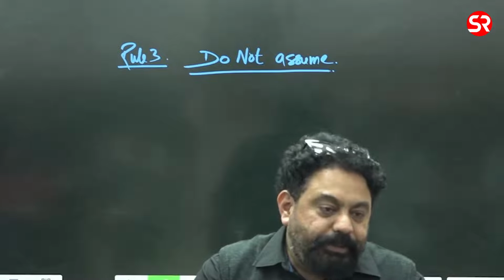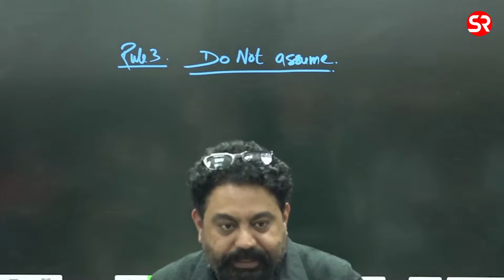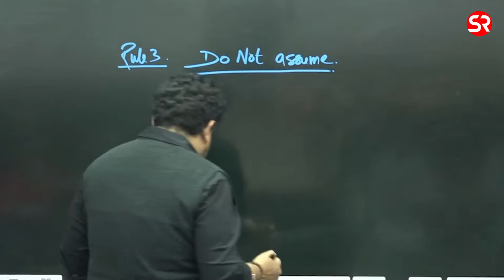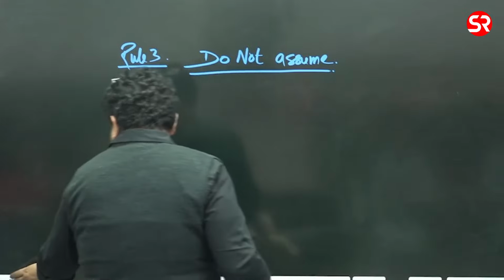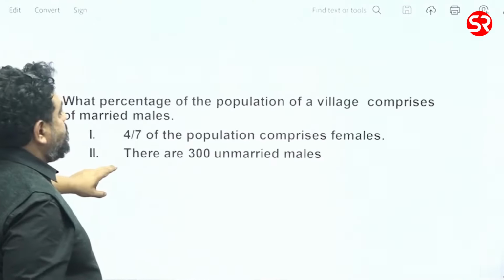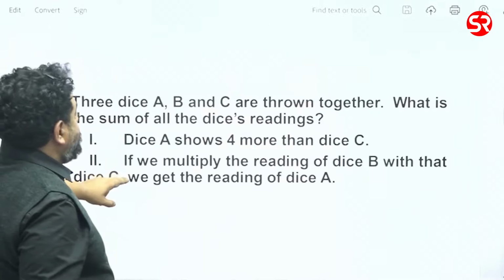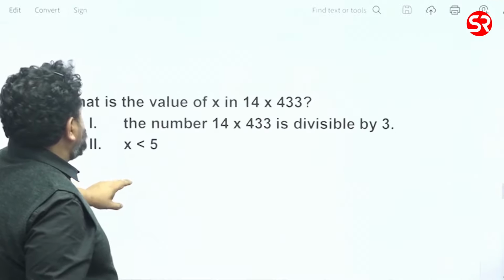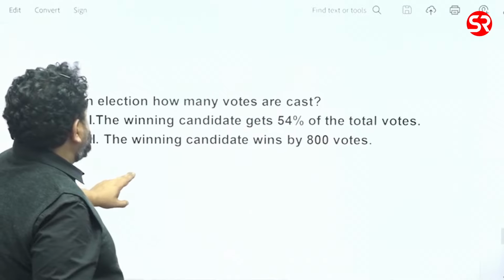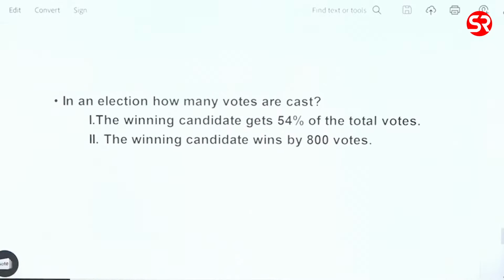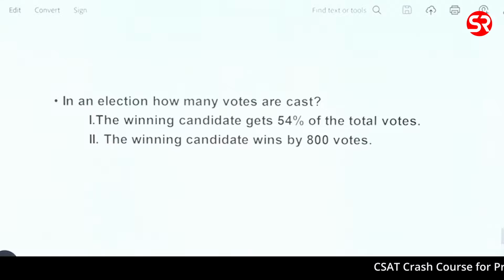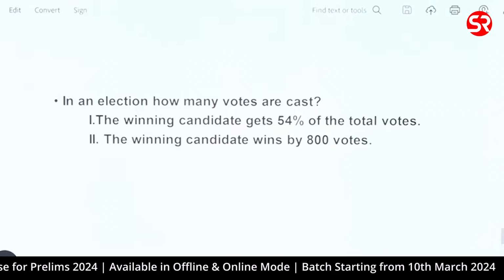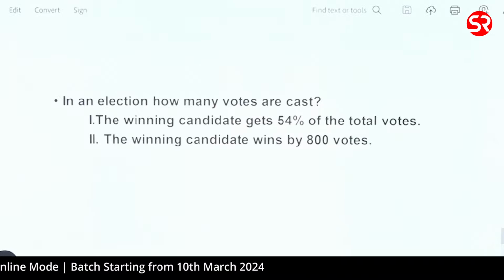Alright? So what I mean to say is something you would understand with an example only, right? Before the example, you may not even get it. So I say, question: in an election, how many votes are cast? You can note down this question if you want to. In an election, how many votes are cast? Statement one: the winning candidate gets 54% of the total votes. Statement two: the winning candidate wins by 800 votes.